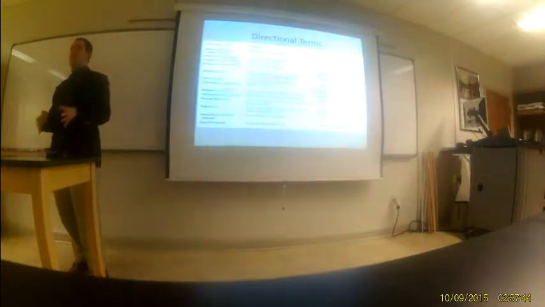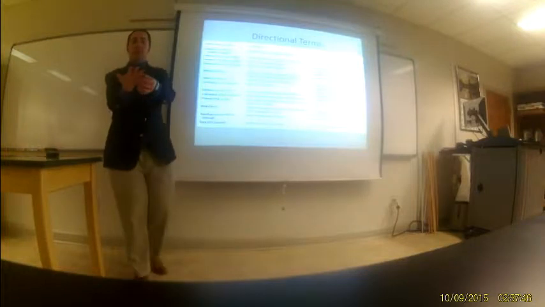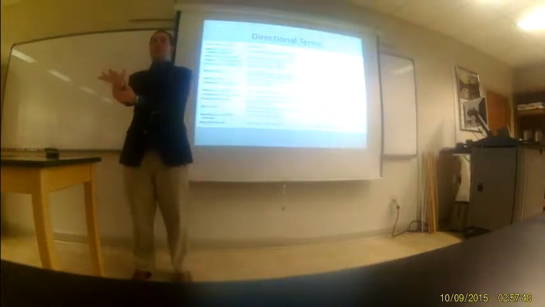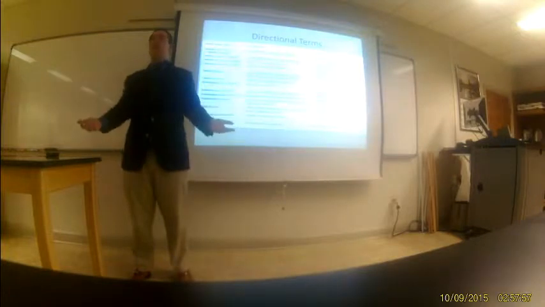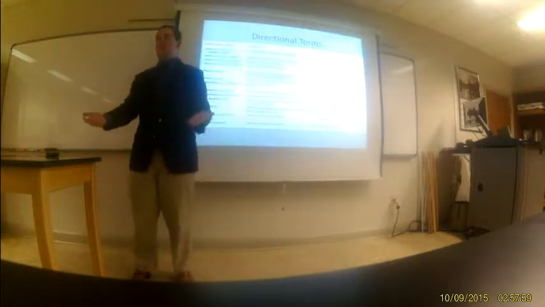No exceptions. And so this pinky and this wrist are ipsilateral. This thumb and this thumb are contralateral. This thumb and this elbow are contralateral. Does that make sense?